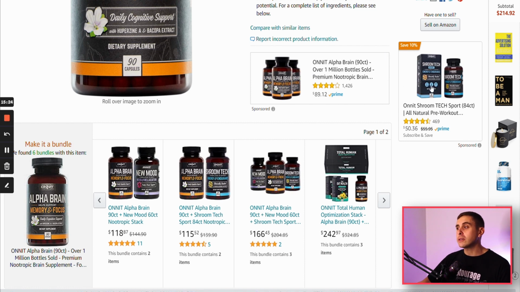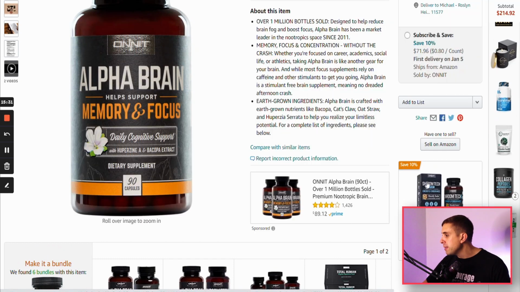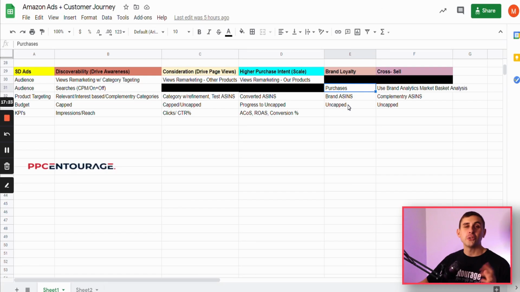And this could also be considered a cross-selling play, because perhaps I'm interested in the Alpha Brain, Memory and Focus, and they are showing me the Shroom Tech, which could be something else like a pre-workout supplement. Now, based on the brand analytics report, you can figure out what shoppers like to purchase together, and then you can take those ASINs and target your own ASINs so that they show up together, and also show up in a bundle. This way, there's a higher likelihood that shoppers will bundle the products together, and you can increase your average cart value.